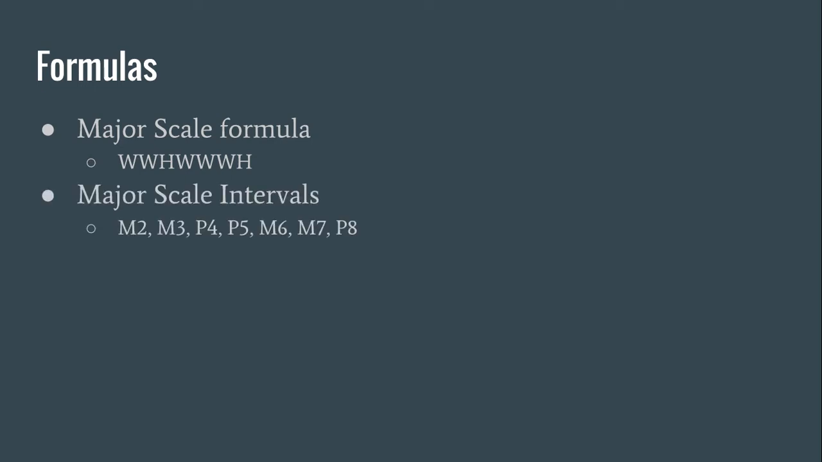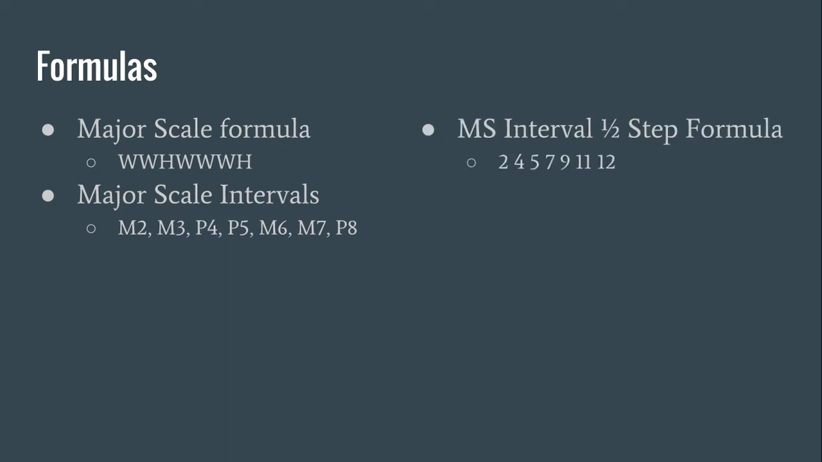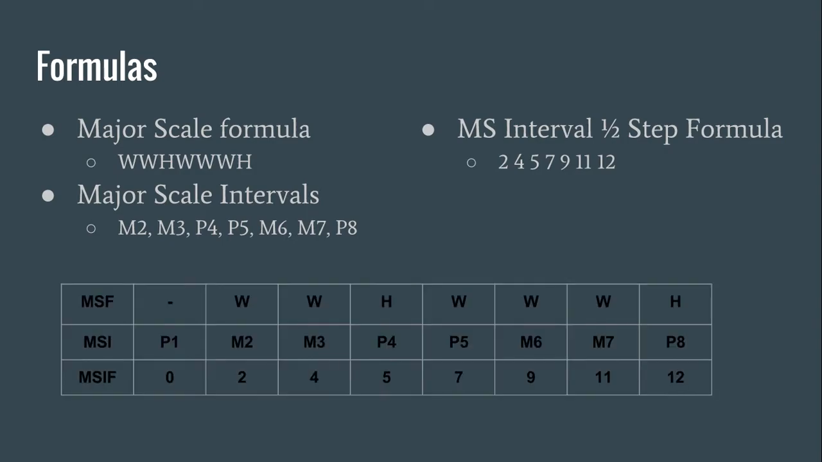So here we go. The review. We had the major scale formula, which was whole, whole, half, whole, whole, whole, half. We had the major scale intervals, which were the perfect first, major second, major third, and so forth. And then the half steps away from each of those intervals from any one note, which would be 2, 4, 5, 7, 9, 11, 12. So now in this chart below, remember we had perfect first is 0 half steps away, major second is 2 half steps away, and so forth.